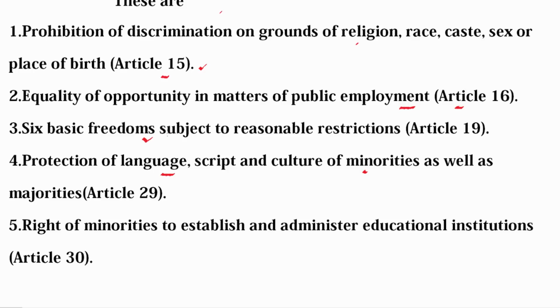Finally, under Article 30, the right of minorities, which are both linguistic as well as religious. Next one we have rights of minorities to establish and administer educational institutions. Here minorities means both linguistic as well as religious minority. This right is also not available to foreigners. So we have Article 15, Article 16, Article 19, Article 29 and 30. This group of rights are not available to foreigners.